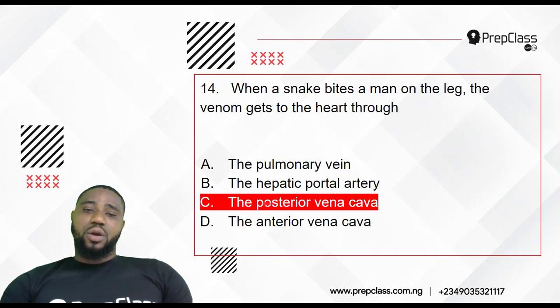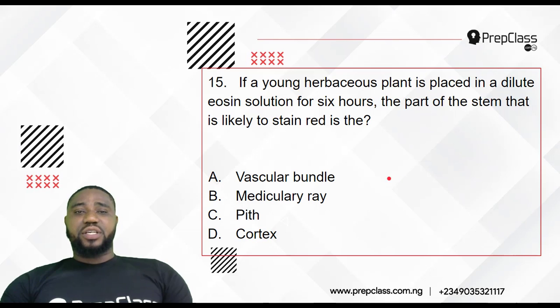So the answer is what? Posterior vena cava. So when the snake bites a man on the leg, the venom gets to the heart through the posterior vena cava.